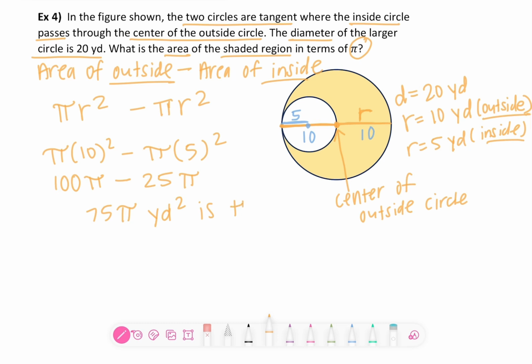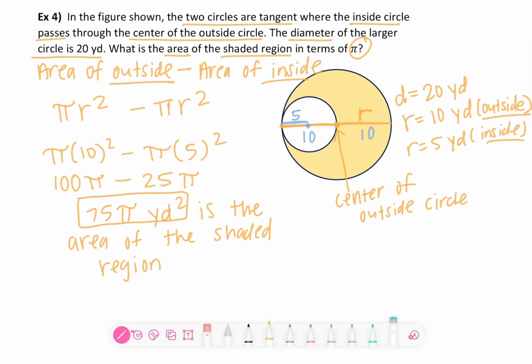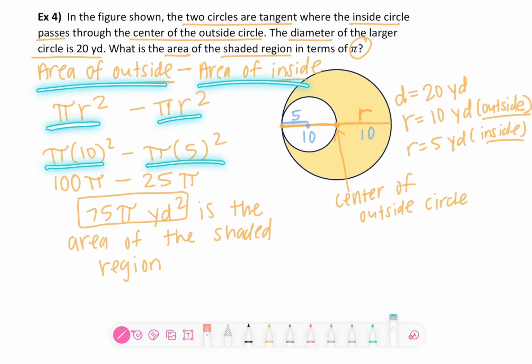I'll just write it like this, is the area of the shaded region. Okay, it's not the area of one circle or the other. It's the area of the shaded region. It's the area of the outside circle, which is the bigger one. So that's pi 10 squared, minus the area of the inside circle, which is the smaller one, which is pi 5 squared. Okay, and when you simplify it out, you get 75 pi.